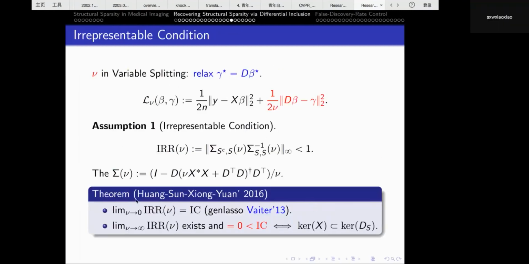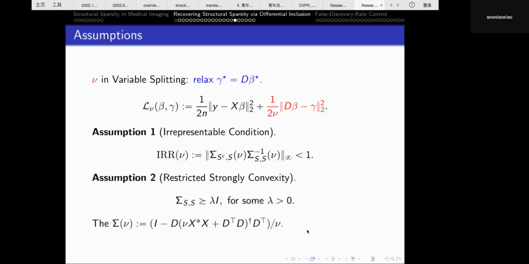Formally speaking, when nu converges to 0, our IRR nu reduces to the IC condition of the generalized lasso. And with a larger value of nu, our condition is less than the IC condition. We can theoretically prove that it converges to 0 if and only if the kernel space of X belongs to the kernel space of D restricted on the true signal set. And the latter condition turns out to be equivalent to the strong convexity condition, which is assumption 2.